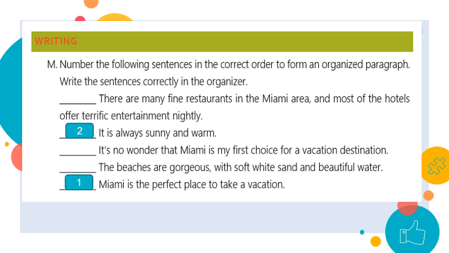That's right. Okay, so I still have 3 sentences. 2 of them must be details because I must have the last one as a concluding sentence, so I still have to add details. The beaches are gorgeous with soft white sand and beautiful water. And then there are many fine restaurants in the Miami area, and most of the hotels offer terrific entertainment nightly. So the left sentence should be the concluding sentence because it closes my paragraph. It's no wonder that Miami is my first choice for a vacation destination.